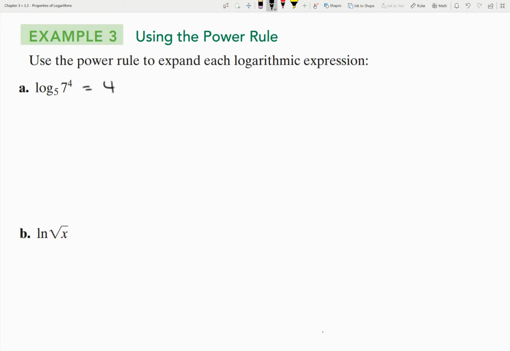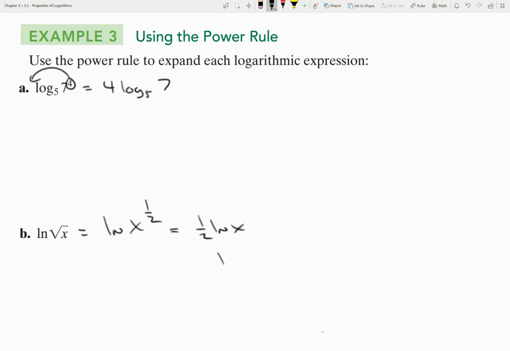So this turns into 4 log base 5 of 7. The 4 jumps to the front, and there's nothing I can do with that. 5 and 7 don't really work out too well, so nothing to do here. In part B, we have a square root. Remember that square roots can be rewritten as fractional exponents. Now that fractional exponent can be pulled to the front using the power rule. So that is now simplified.